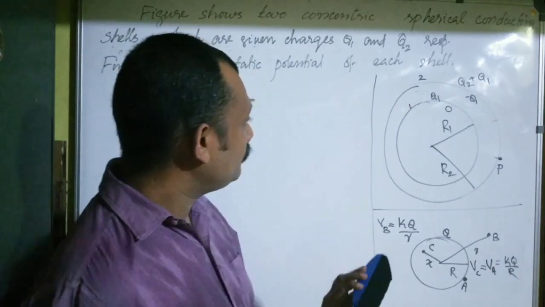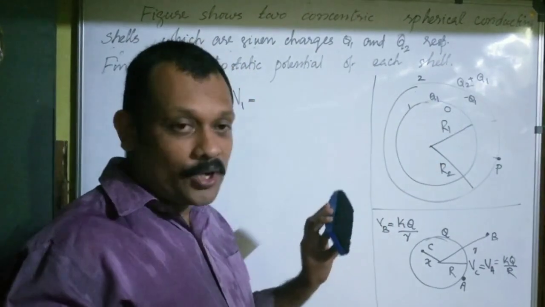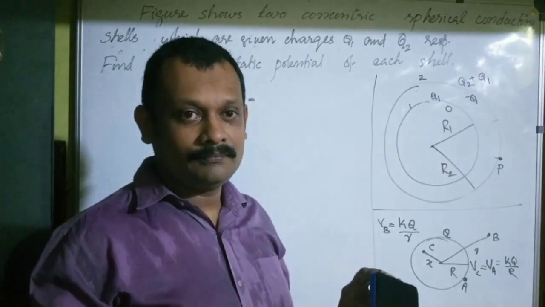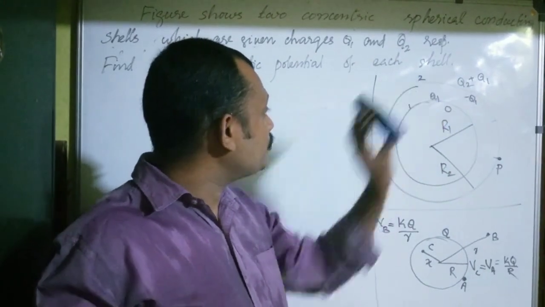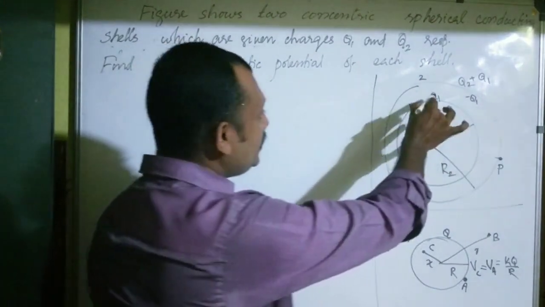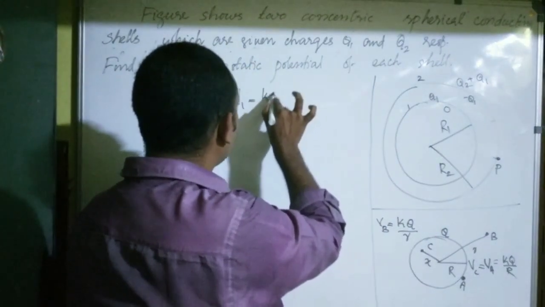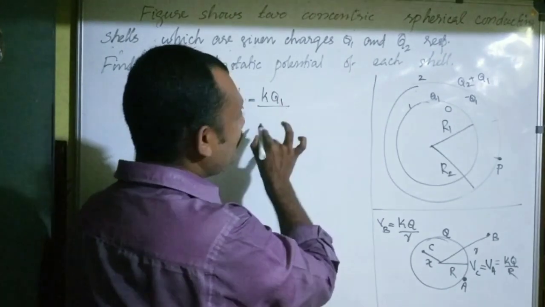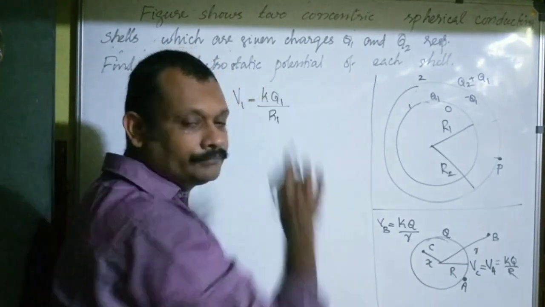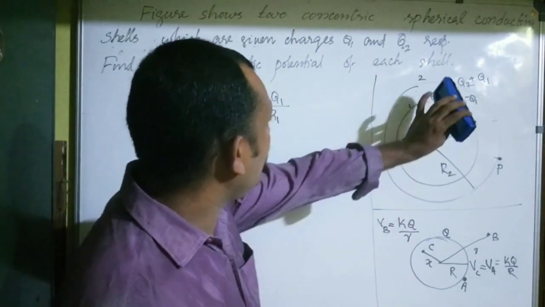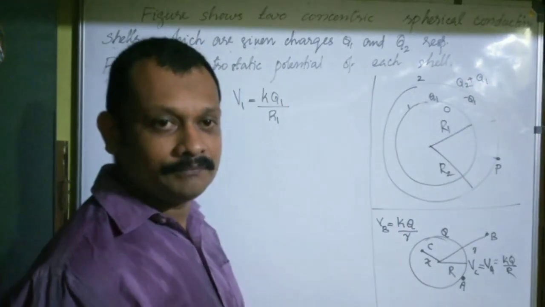Tell me, which all charges constitute the potential at the surface of sphere 1? Obviously, the charge Q1 will constitute the potential at the surface of sphere 1, which is KQ1 by R1. No doubt at all, because charge Q1 is on the surface of sphere 1.